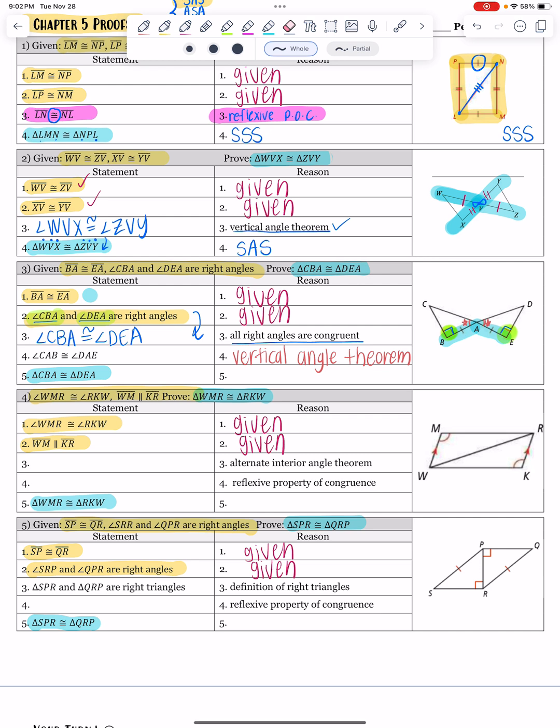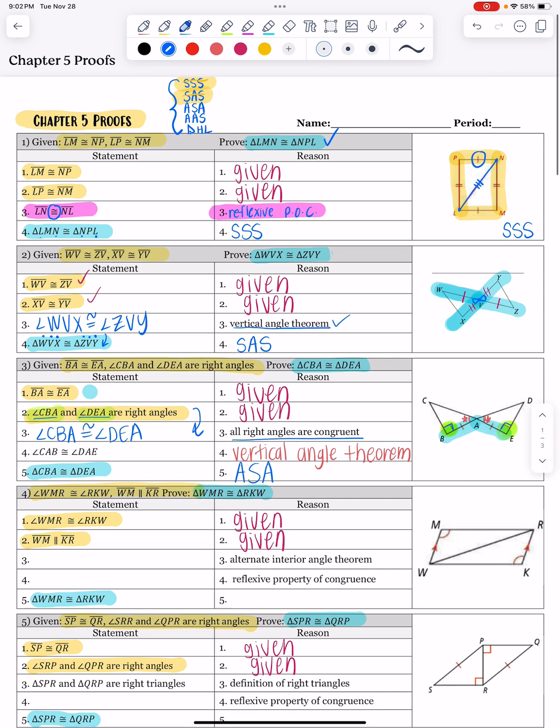And now this turns into the shortcut. This shortcut is the angle side angle shortcut. So it just has the reason next to the shortcut. So we have done one of each of those. So I got that one right this time, y'all.